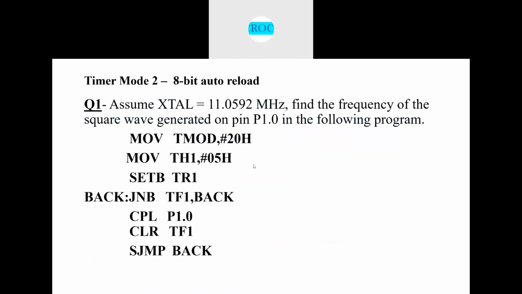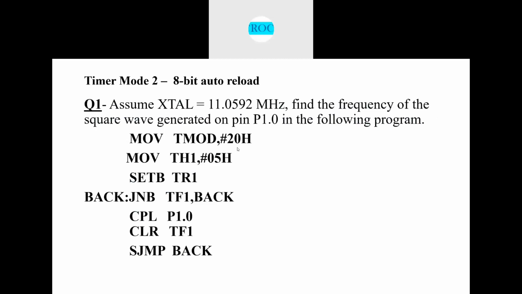Now we will see a couple of examples on this mode 2. Assume the crystal frequency is equal to 11.0592 megahertz. Find the frequency of the square wave generated on pin port 1.0 in the following program. The program is given to us. You need to calculate the frequency for this one. Find the frequency of the square wave which is generated. Now, if you see the first instruction we have, MOV TMOD, #20H.